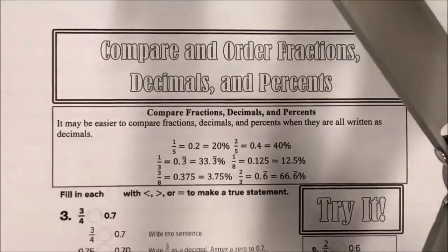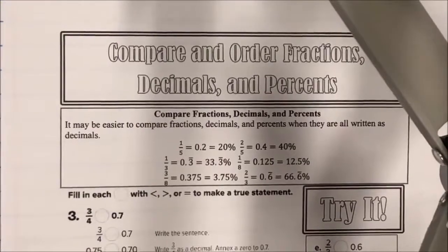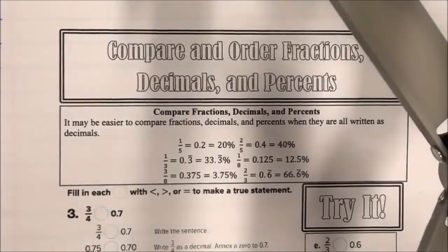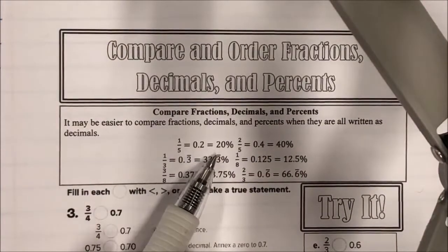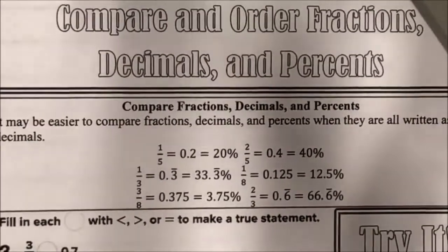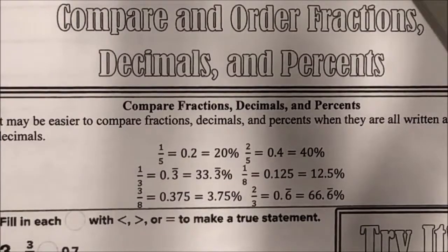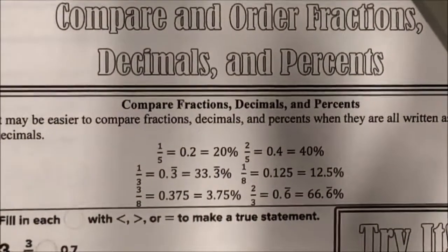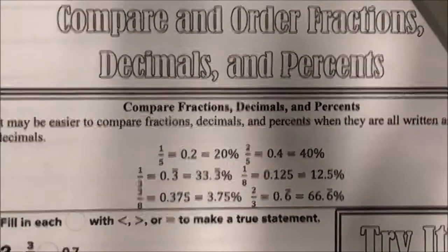All right, the second half of this lesson is comparing all three: fractions, decimals, and percents, okay? So it may be easier to compare fractions, decimals, and percents when they're all written as decimals, okay? That way you don't have to deal with fractions and you don't have to deal with the percent sign. So you can change them all to decimals, okay? So they've given you a couple examples, 1/5, 0.2. Remember, you can go from fractions to decimals by dividing. So 1/5, 1 divided by 5 is 0.2, okay? And so on and so forth. Those are just some helpful ones that you should know, okay?